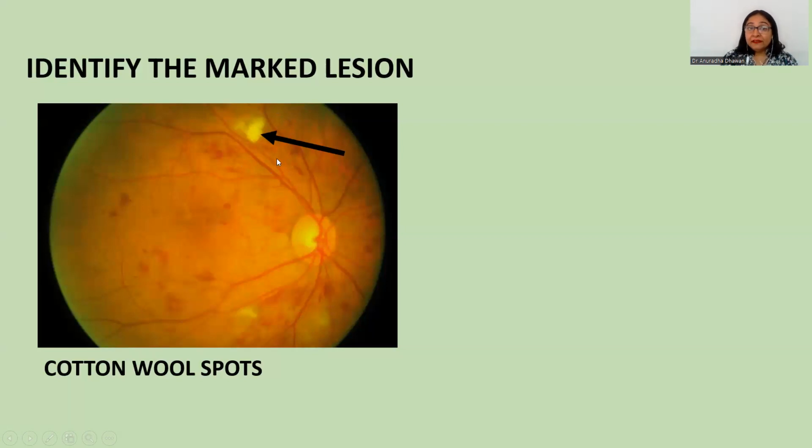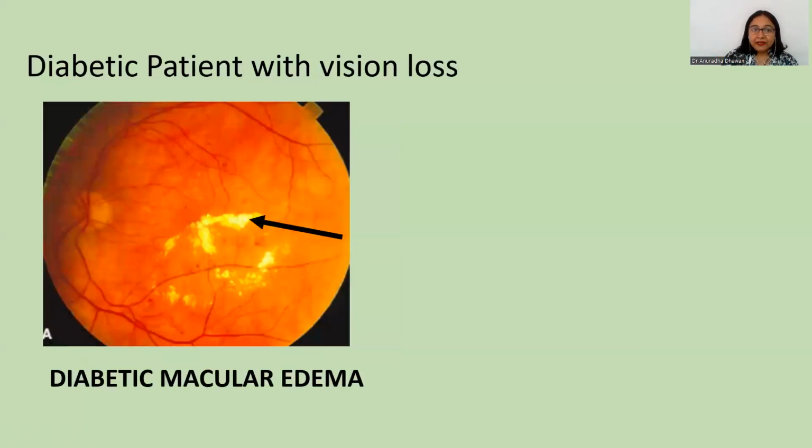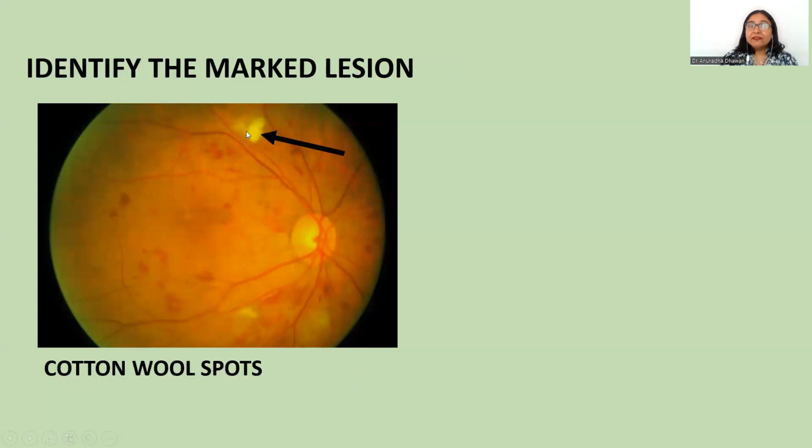If you notice this lesion, it is like a fluffy superficial spot, like a cotton wool. And if you see clearly, it is very different from the hard exudates I showed you in the previous image. Those are more discrete, more deposited within the retina, whereas this one is as if it is superficially placed on the retina, more fluffy, like cotton wool. That is why it is called a cotton wool spot. It is also known as a soft exudate.